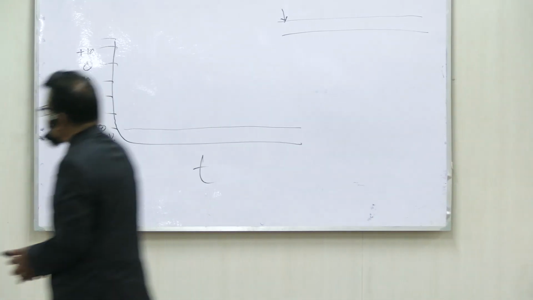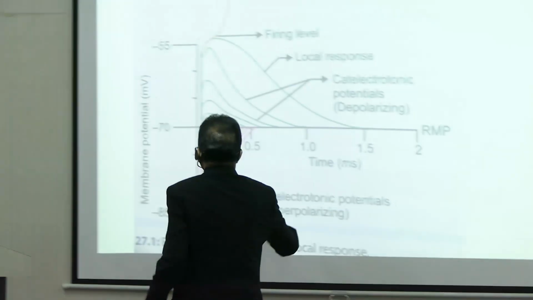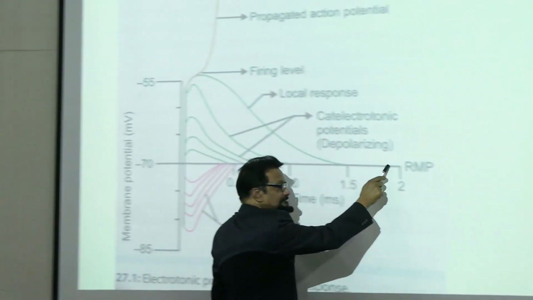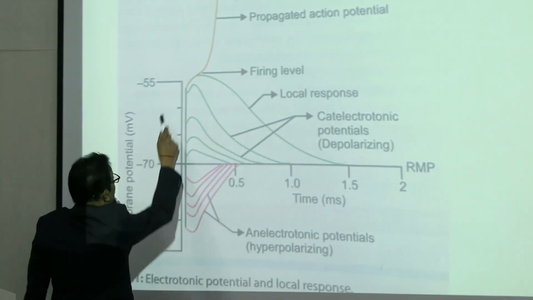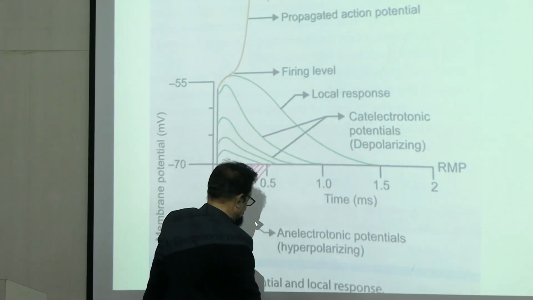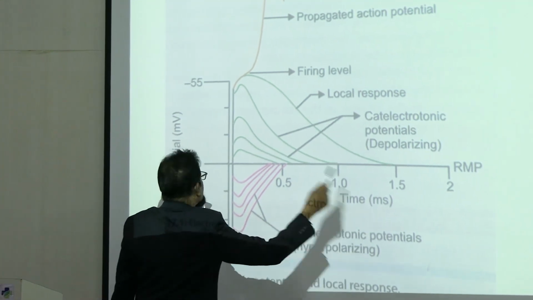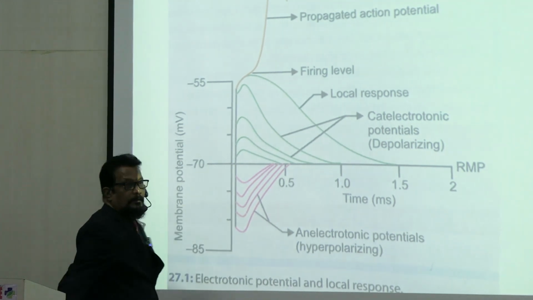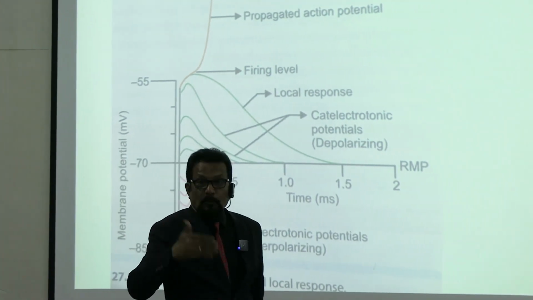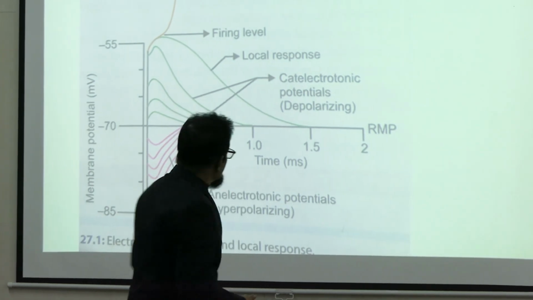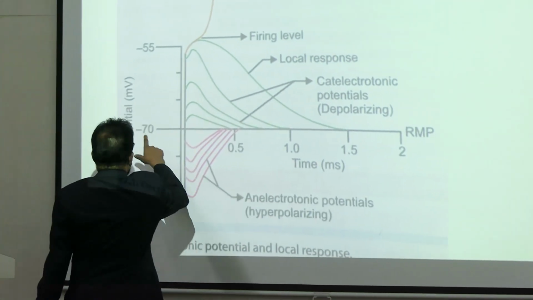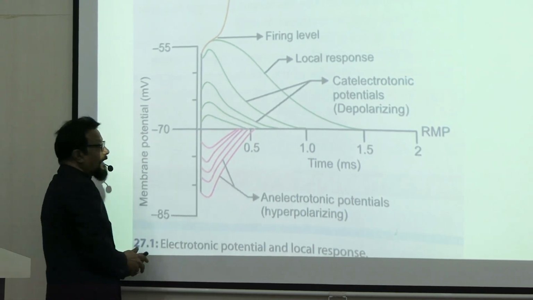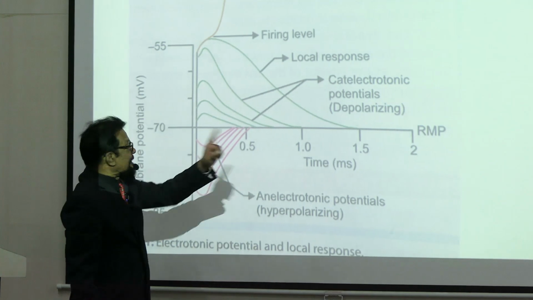See what I am doing. Resting membrane potential, and this is the time, and this is the potential difference across the membrane. So our potential difference was at minus 70. Now I have stimulated the nerve.